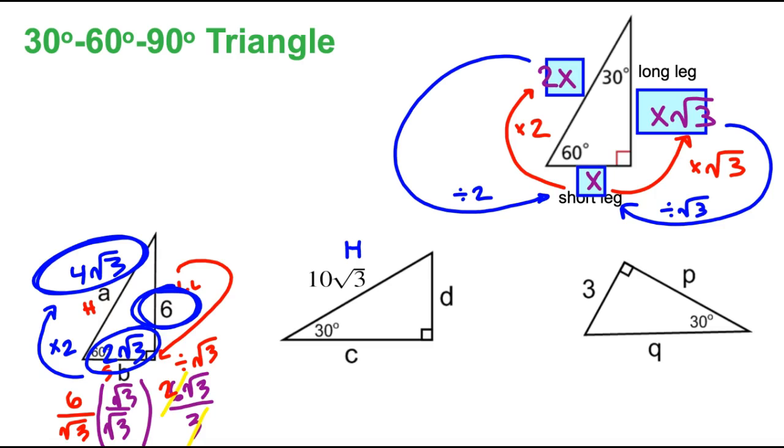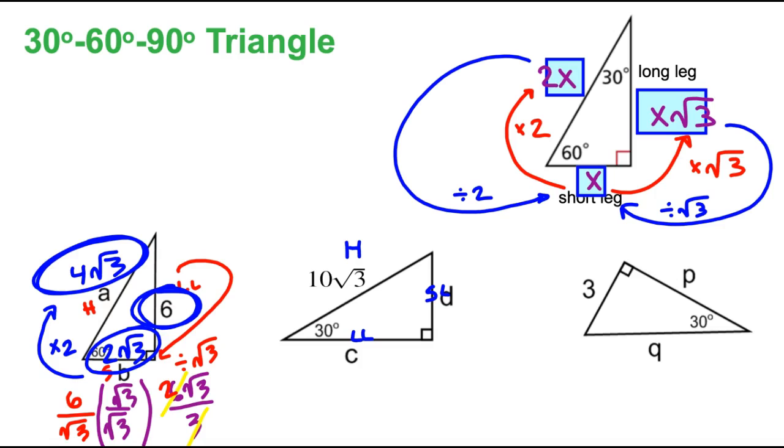All right, if we have the hypotenuse, we have 10 root 3, and that's the hypotenuse. How do I know it's the hypotenuse? Opposite of the 90, the longest side. Sometimes the pictures aren't that great. This is not that great of a picture. All right, so we have 30, opposite 30 is the short side, and then the other one, opposite of 60, is the long leg. So you have the long leg, short leg, and the hypotenuse.